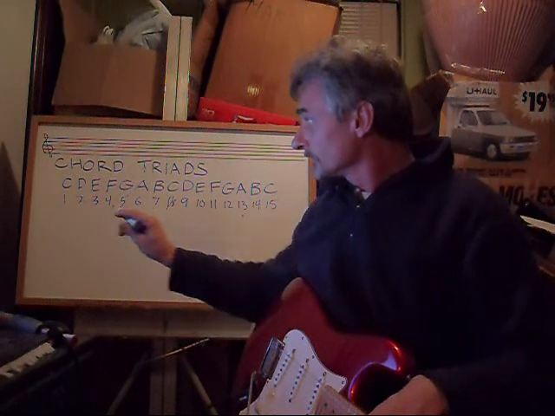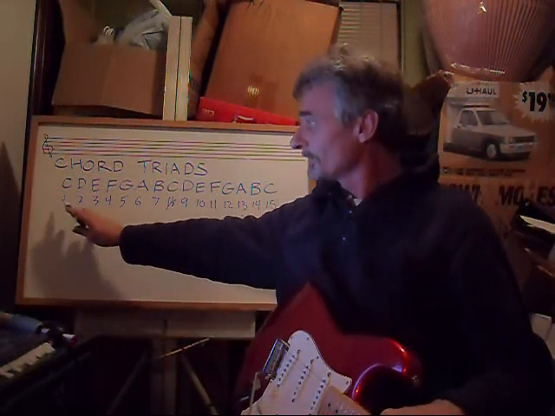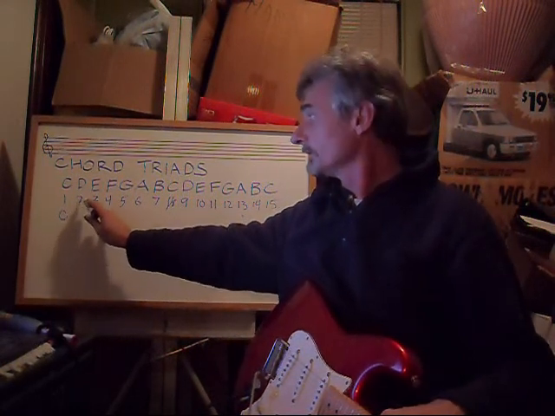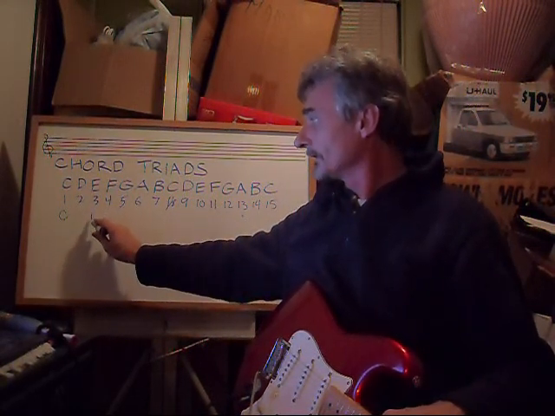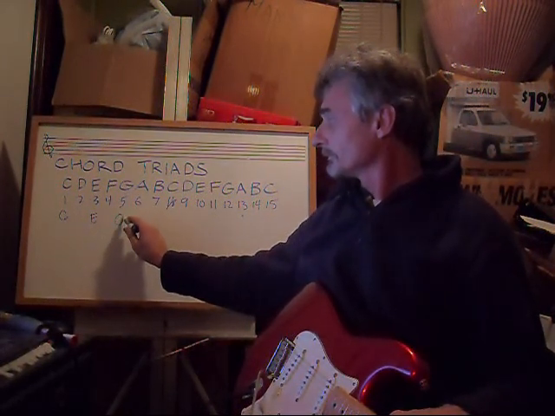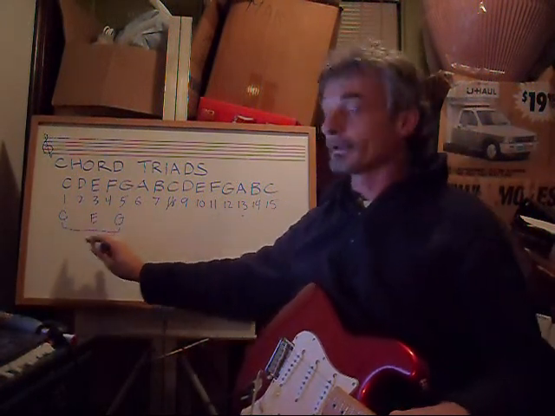Now, chords are built in thirds. So we have 1, 2, 3. This will be the first note that I'm going to play, which is a C note. And I'm going to play an E note. And I'm going to play the G note. Now this right here will make up a C major triad.